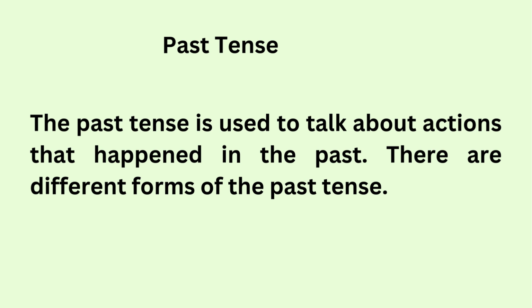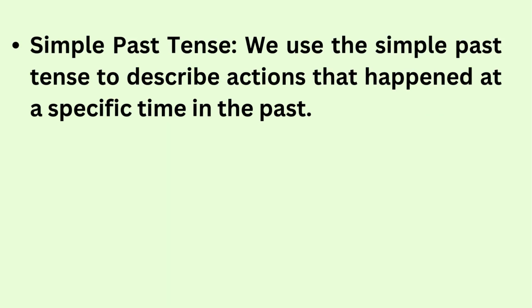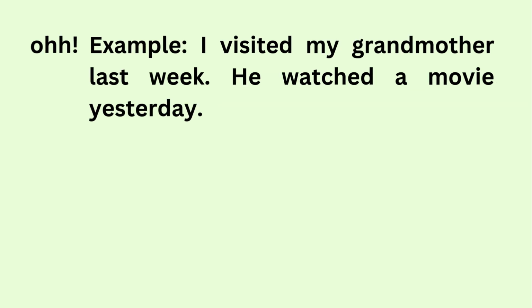Past tense. The past tense is used to talk about actions that happened in the past. There are different forms of the past tense. Simple past tense. We use the simple past tense to describe actions that happened at a specific time in the past. Example: I visited my grandmother last week. He watched a movie yesterday.